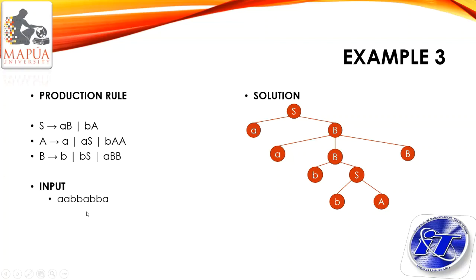Okay, the fifth symbol is A. So we have 2 options, A or AS. So which among these 2 will be used? It will be just A because B could be obtained from B. So we don't need to include S anymore.